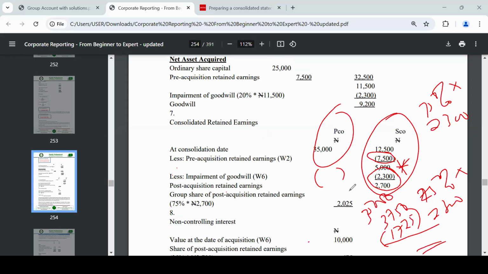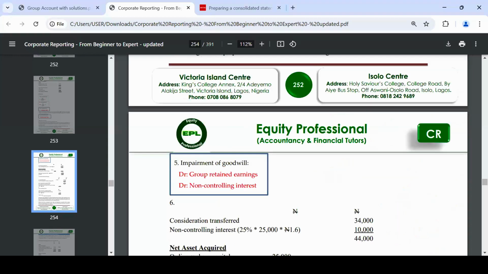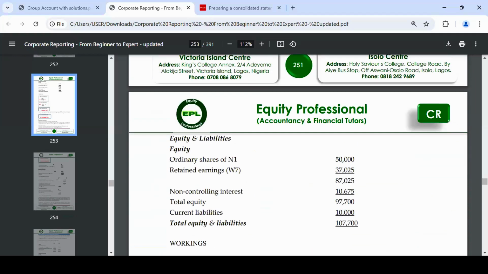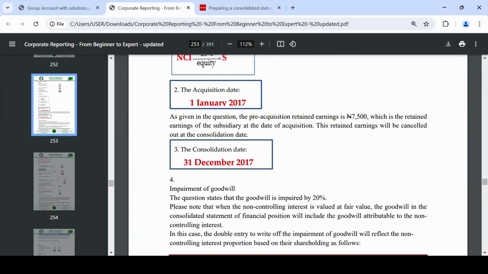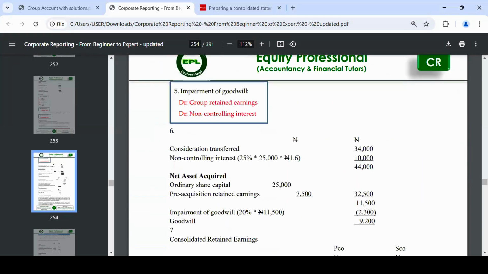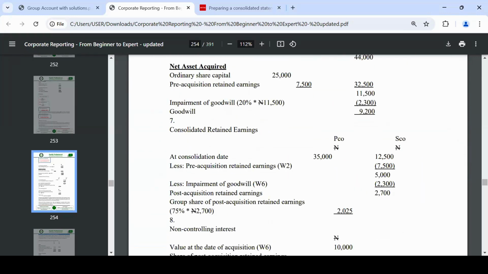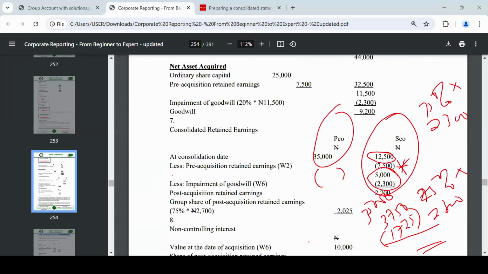So, somebody help me do the maths. 3,750 minus 1,725. I should get, I think, 37,025. Is that what we have in the solution? Yes, 37,025. That's what we have there. So that is exactly how you can also do it if you don't want to.